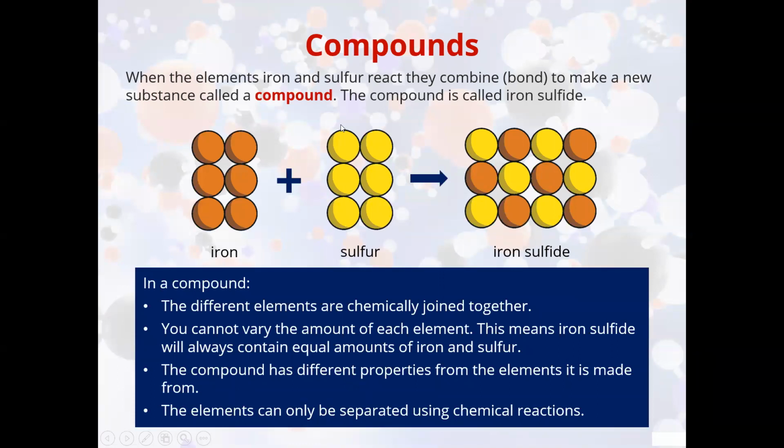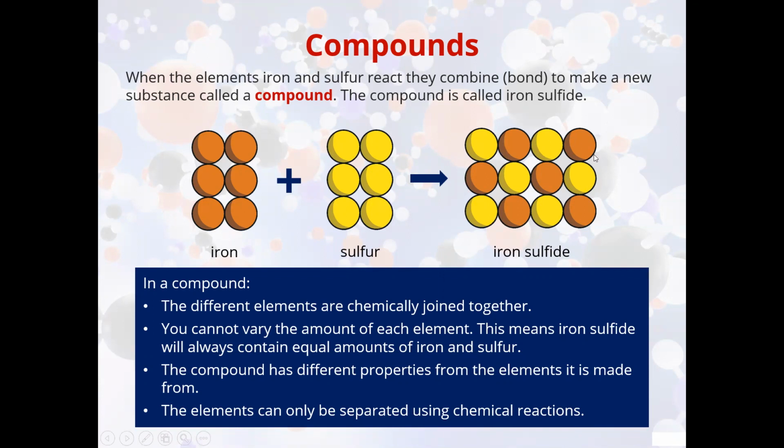When the heat was applied, a compound was formed because now the elements chemically join together. So looking over here, you get your iron, you have your sulfur, then they have now formed iron sulfide. So the atoms are combined together. And with a compound, you can't vary the amount of each element like you were able to do with a mixture. Remember, with a mixture, you could add as much iron and sulfur as you wanted, but when it comes to a compound, there will always be equal amounts of iron and sulfur.